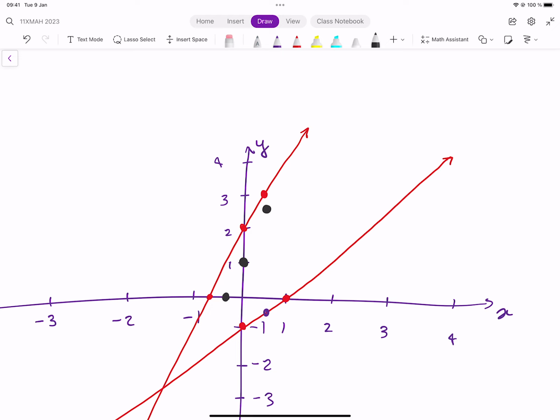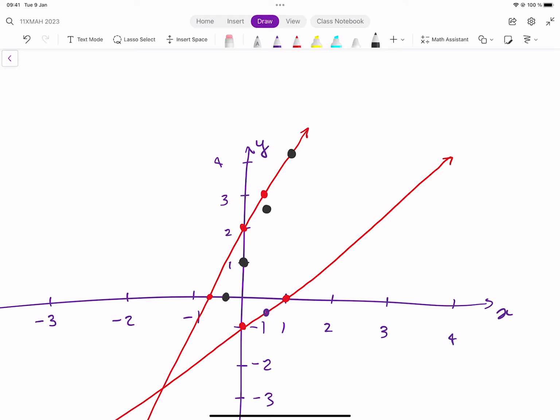And then when we get to here, we've got a value of 0 here, and then a value of about 4 here. So 0 plus 4 is 4. So at this point on the graph, where our x minus 1 cuts the x-axis, we've got 0, and then up here we've got 4. 0 plus 4 is going to be 4.